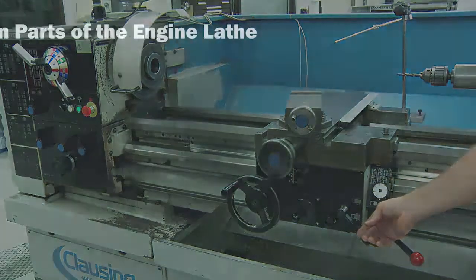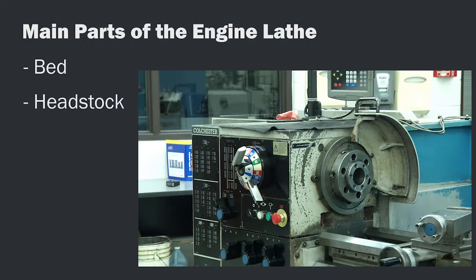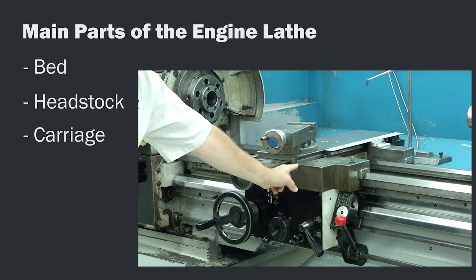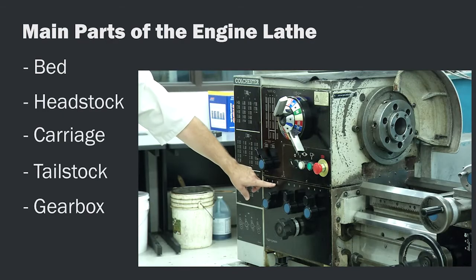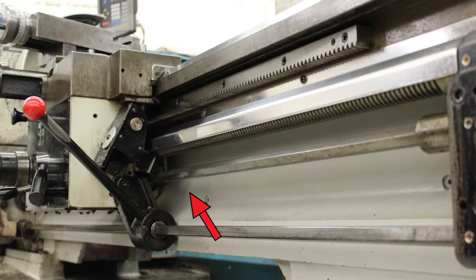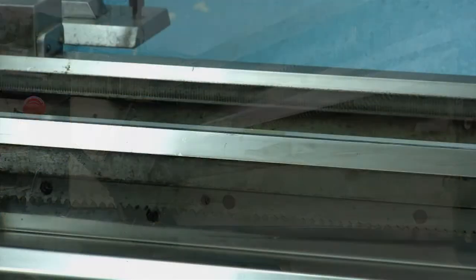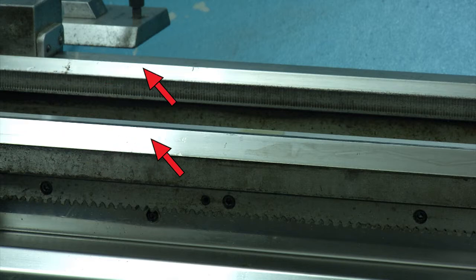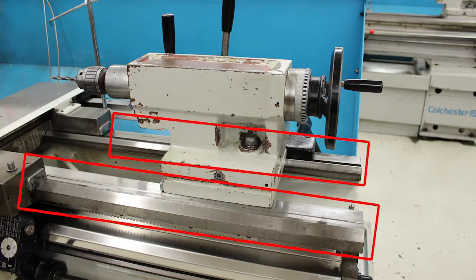The 5 main parts are the bed, the headstock, the carriage, the tailstock, and the gearbox. The bed is the large casting that supports and aligns the components. It's the backbone of the lathe. The bedways, or ways, are the precision machine surfaces that sit on top of the bed. These align all of the components.